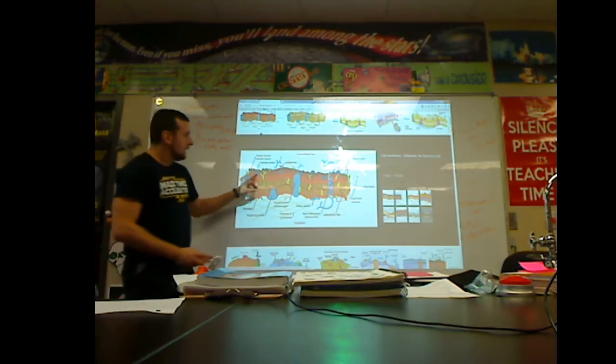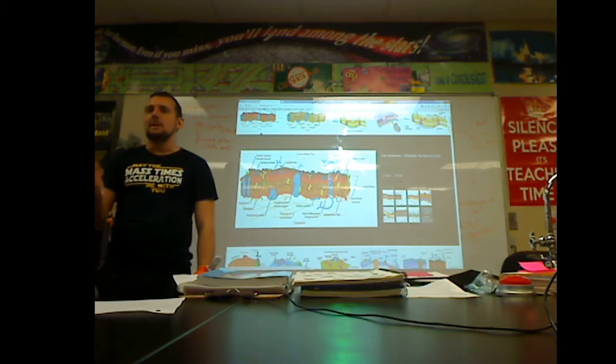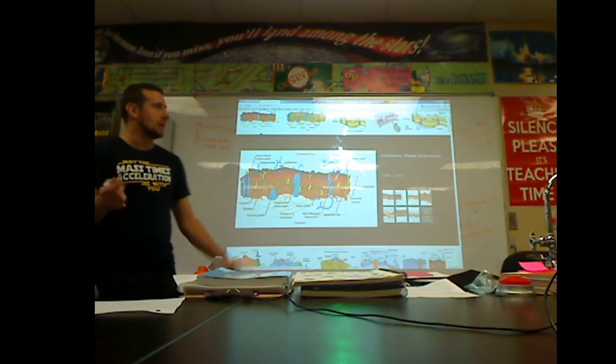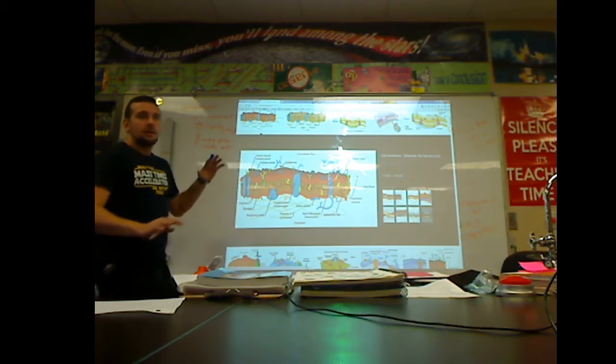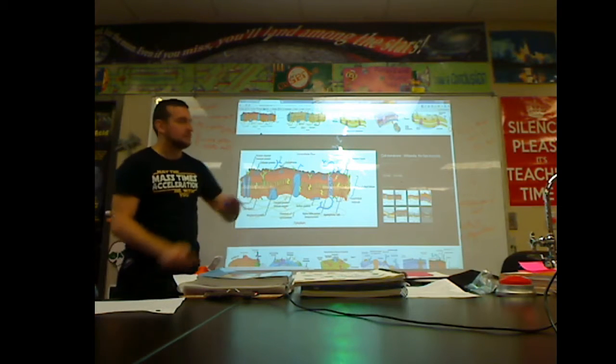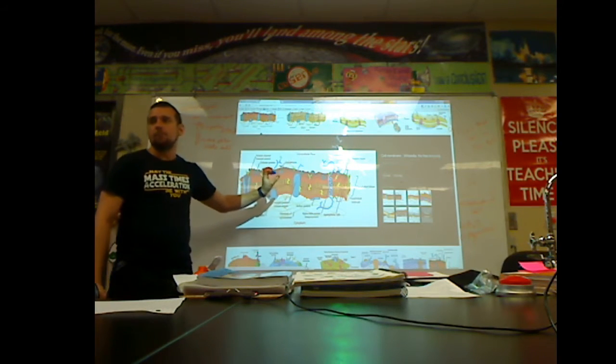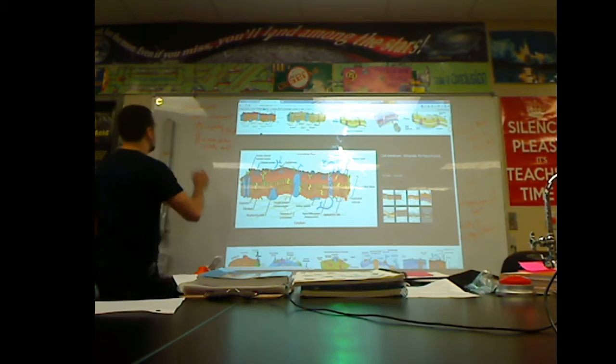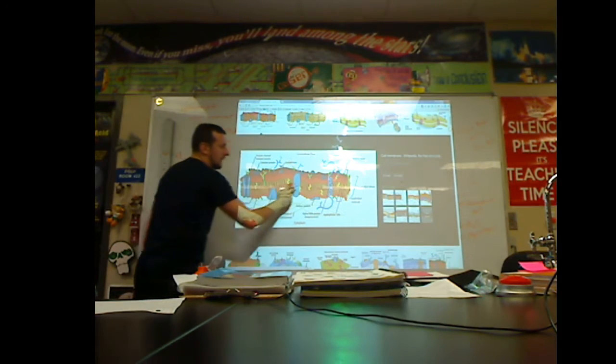But either way, these phospholipids are the reason the cell membrane does what it does. We'll talk about that in a second. But the fact that it holds together has to do with the polar heads and non-polar tails. All right? The second component, what is this blue stuff here?